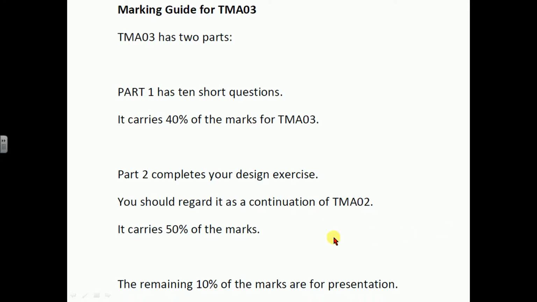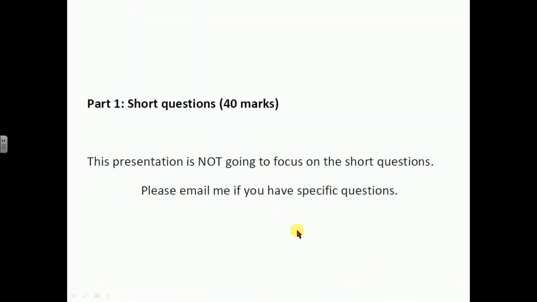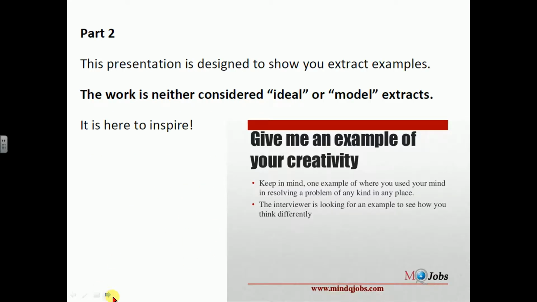This presentation is really focusing on, in effect, the mini project, and this is where I'm going to show you some extracts. That carries 50% of the marks, and the final 10% of your marks is for presentation. As I said, we won't be talking about the short questions, so it's not the focus of this presentation. Please email me if you have any specific questions.